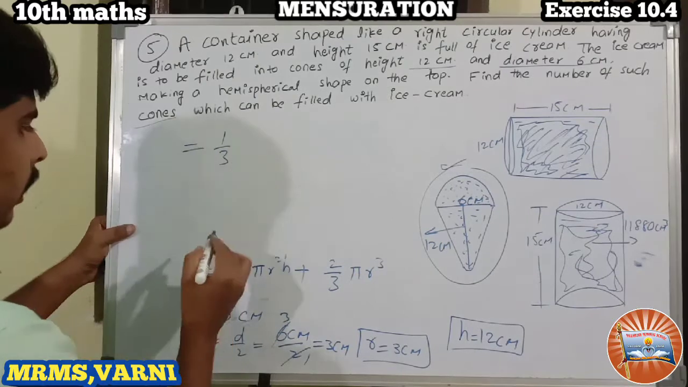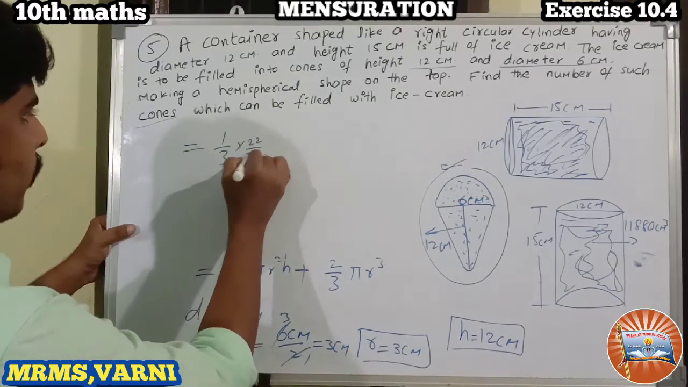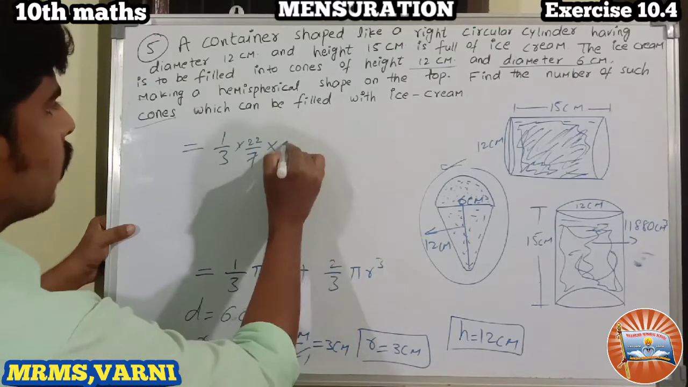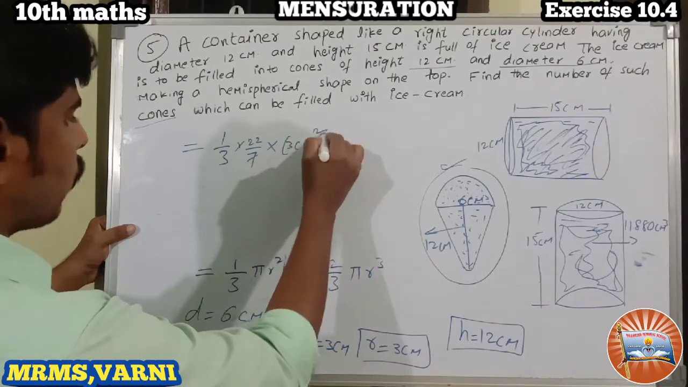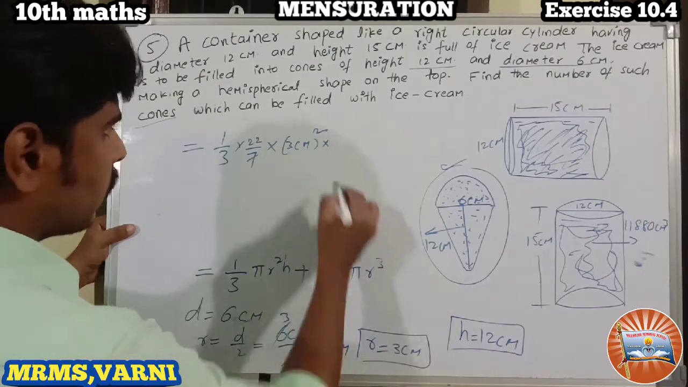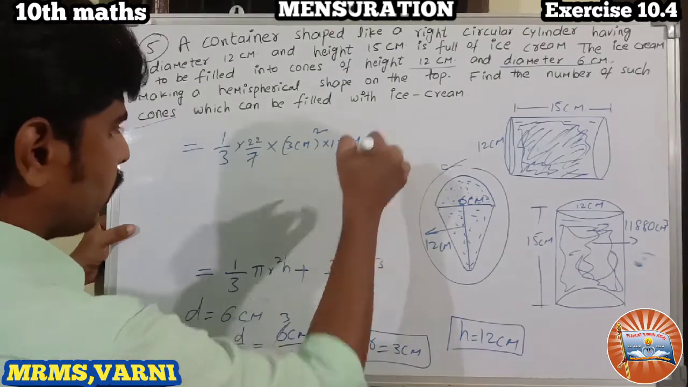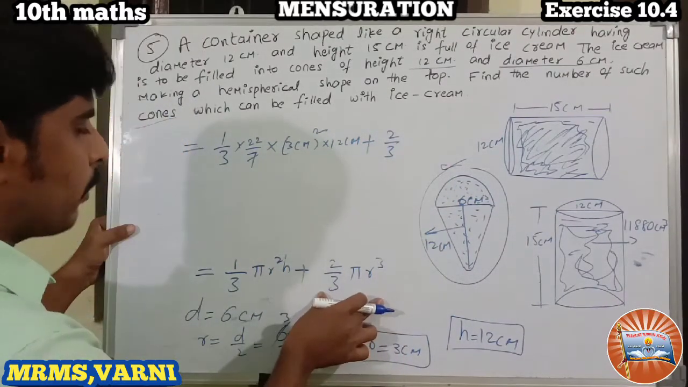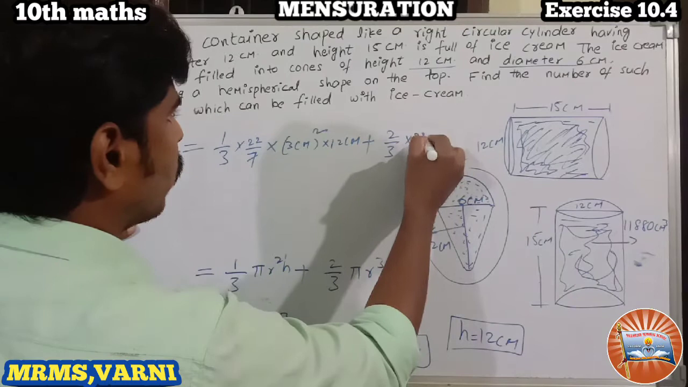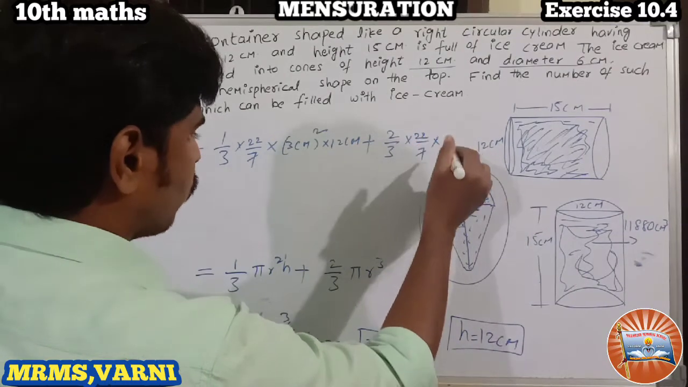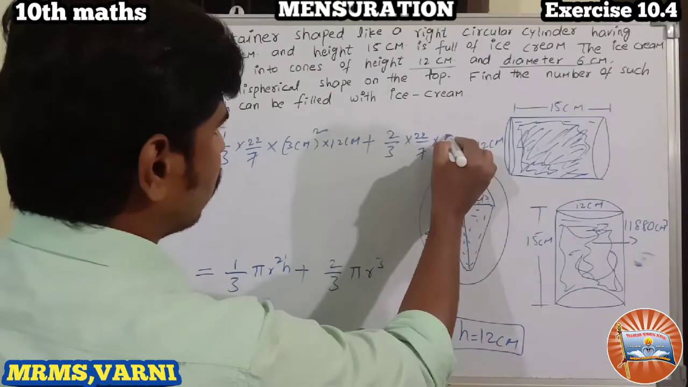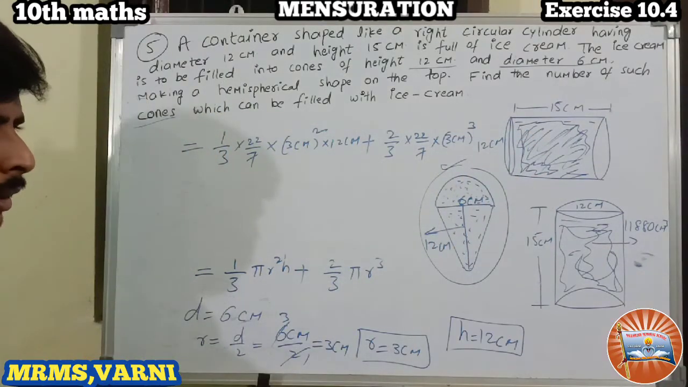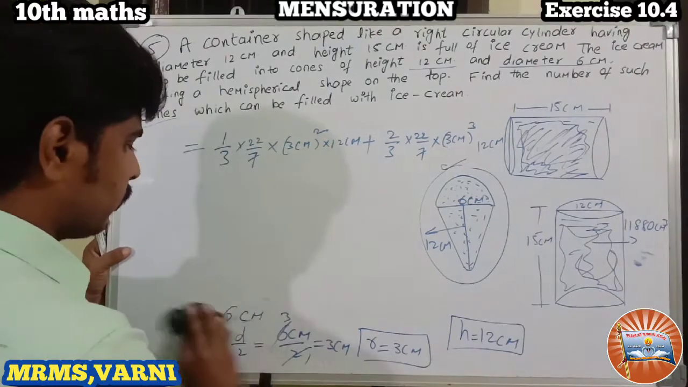So 1 by 3 pi, 22 by 7 into r square, is nothing but, what is the r value? 3 centimeter whole square into h, which is 12 centimeter, plus the volume of the hemisphere, 2 by 3 into 22 by 7 into r cube. R cube is nothing but 3 centimeter whole cube. Okay, is it clear? Right.